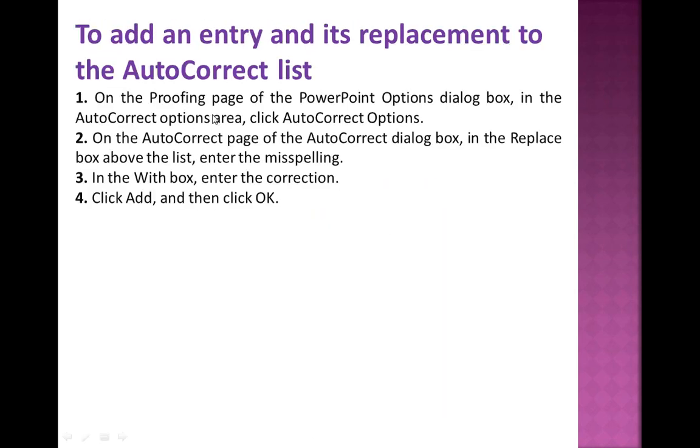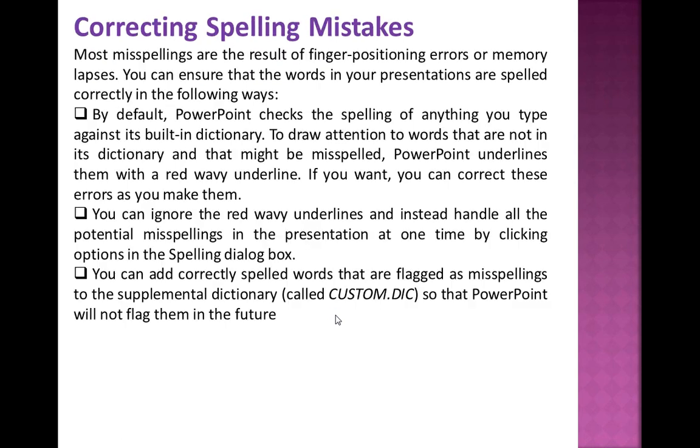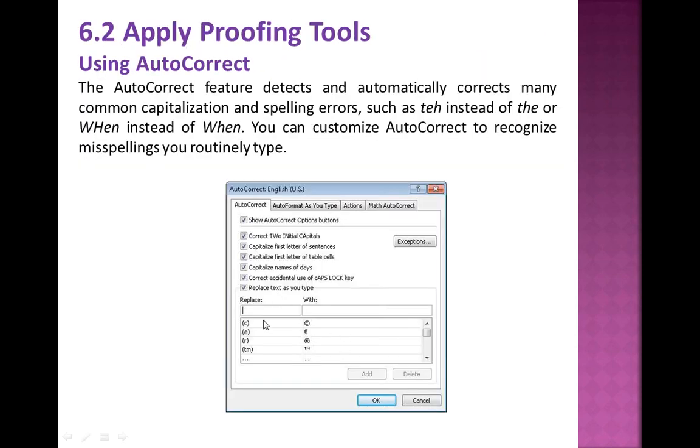How to apply it? Go to the Proofing page of the PowerPoint Options dialog box. Go to the AutoCorrect Options area, then click on AutoCorrect Options. On the AutoCorrect page, go to the Replace box above the list and enter the misspelling. In the With box, enter the correction. Click the Add button, then click OK. This is how we can apply it.